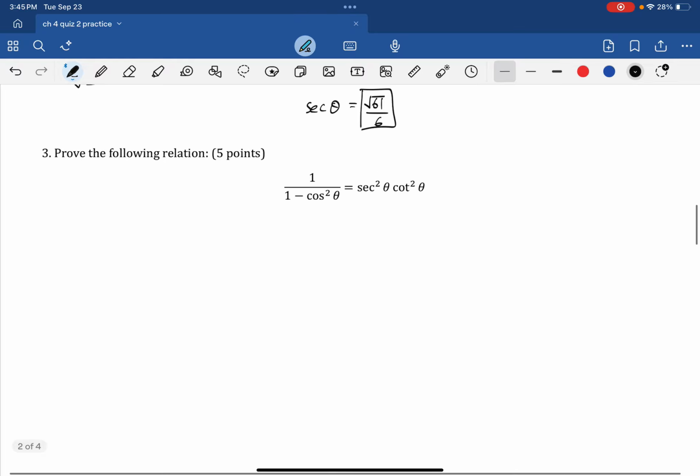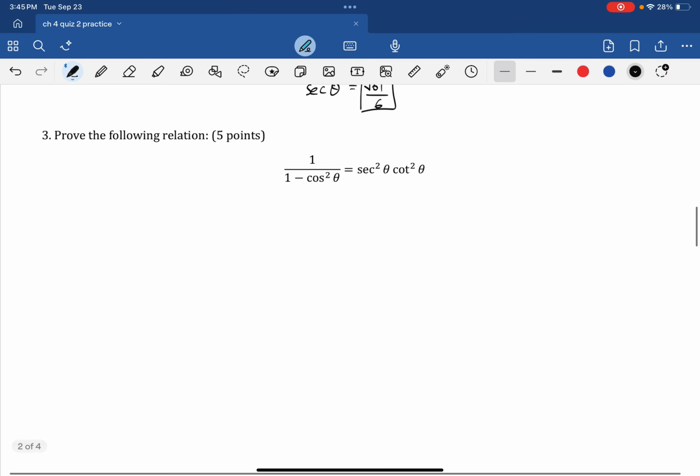Next question has me prove an identity. So my goal is to simply use the relations I know, which are that sine squared theta plus cosine squared theta equals 1, and tangent theta equals sine over cosine, and use these two relations to make the left side equal to the right side. So my first step, I'm going to replace 1 minus cosine squared with sine squared. That's just the Pythagorean identity.